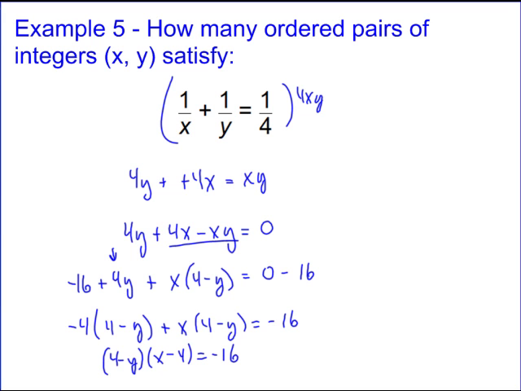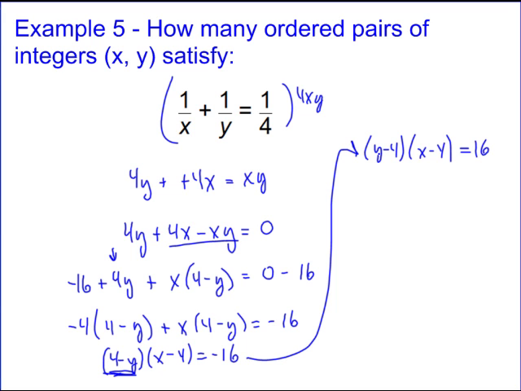I don't like the negative 16, so I'm going to multiply both sides by negative 1, which will flip this one around. If you multiply 4 minus y times negative 1, it becomes y minus 4. So we get y minus 4 times x minus 4 equals 16. Well, we want integers x and y. So how many different factor pairs are there of 16? If you know how to find that, you'll find you can have 1 and 16, 2 and 8, and 4 and 4.